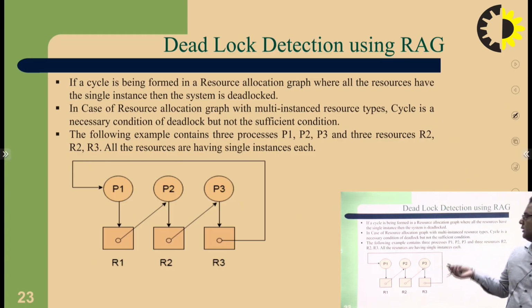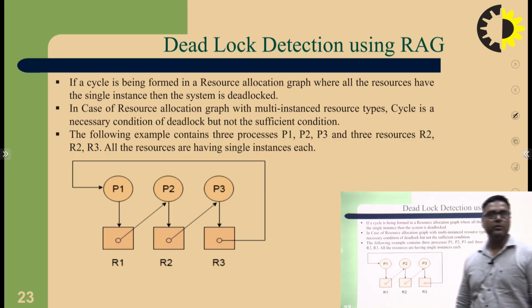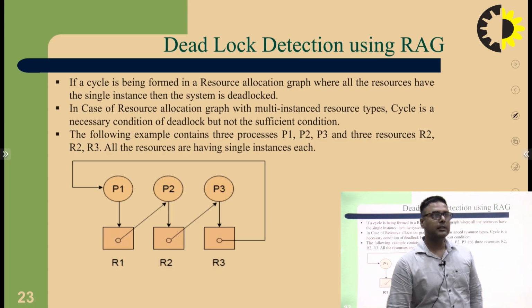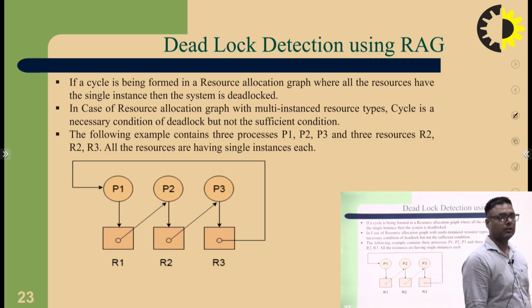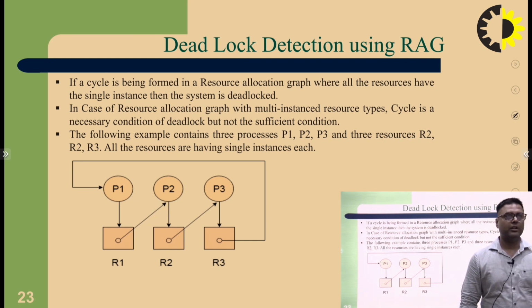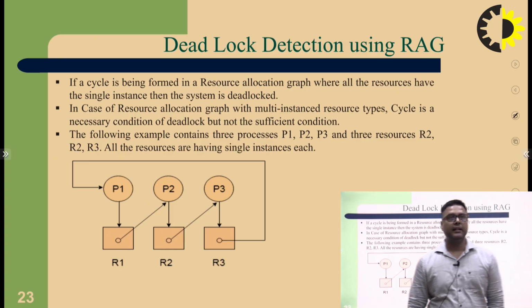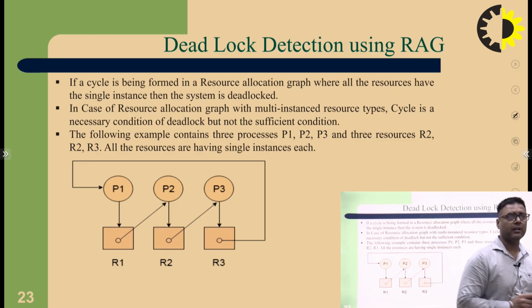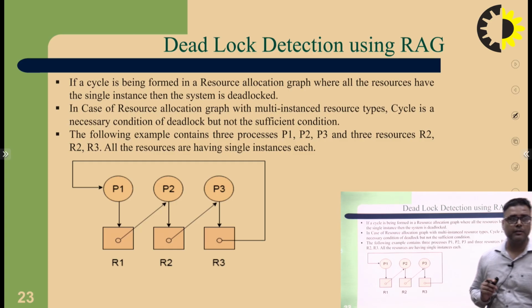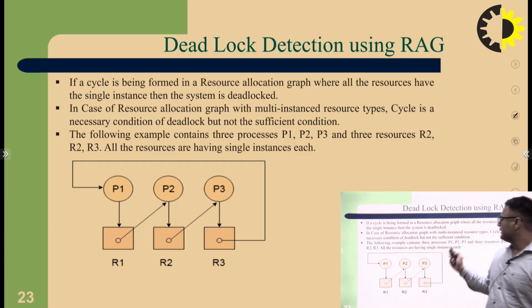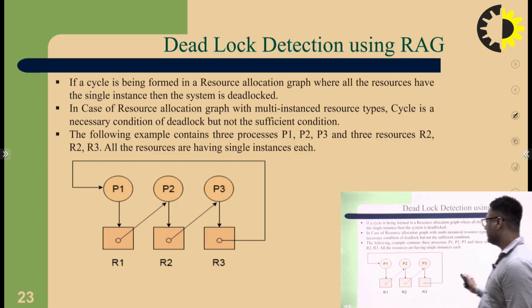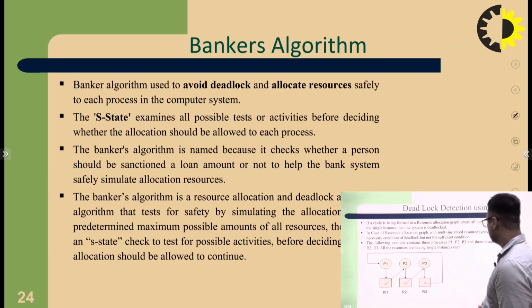So now, deadlock detection using the RAG. If a cycle is being formed in a resource allocation graph where all the resources have a single instance, then the system is deadlocked. In case of a resource allocation graph with multi-instance resource types, a cycle is a necessary condition of deadlock but not a sufficient condition. In the following simple example, because you form the cycle, it is a deadlock condition.